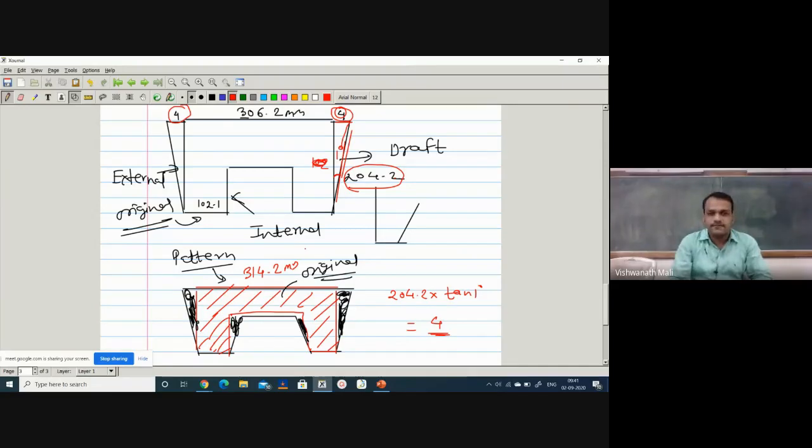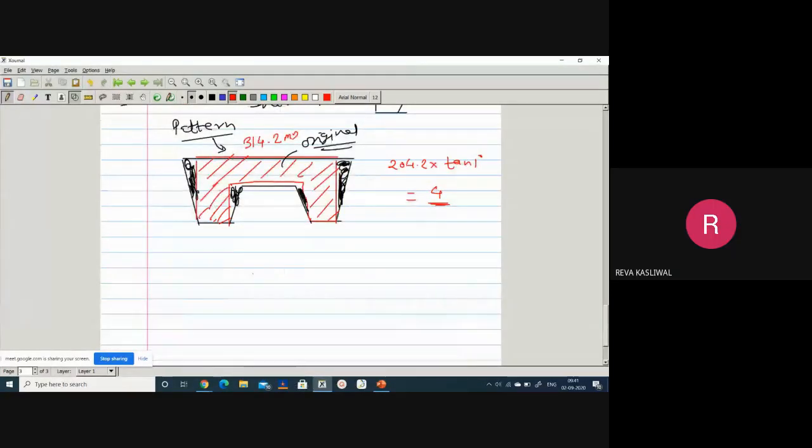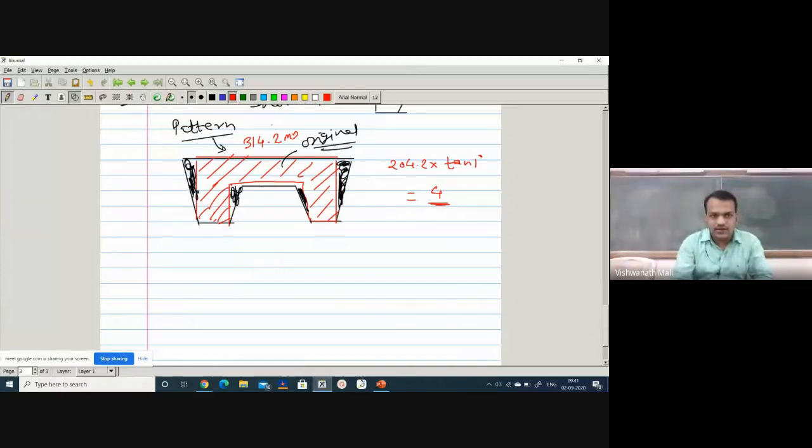Once again, I will explain. What are the dimensions here? 314 we got. How did we get it? 306.2, which is the shrinkage allowance, plus 4 plus 4, meaning this is a 4 and this is a 4. That is 314.2 mm. How did we get this 4? It's a total height of 204.